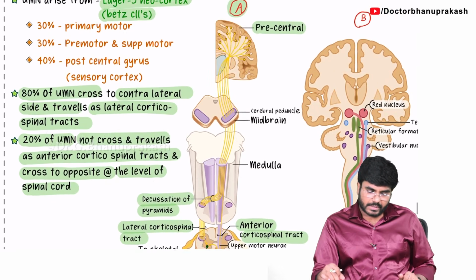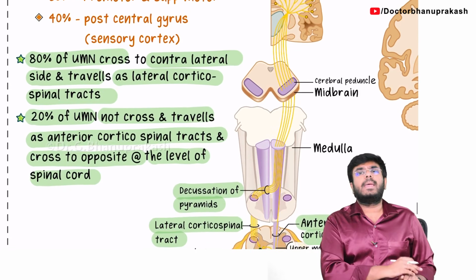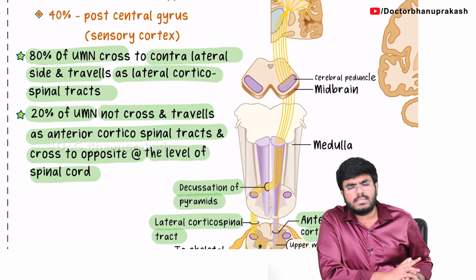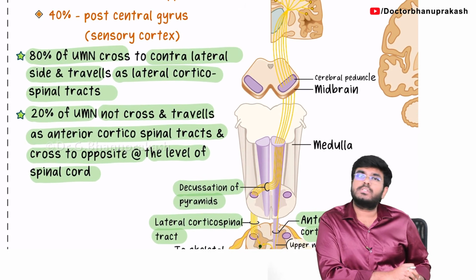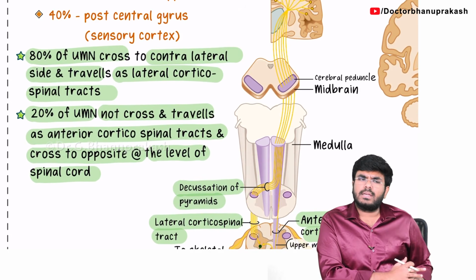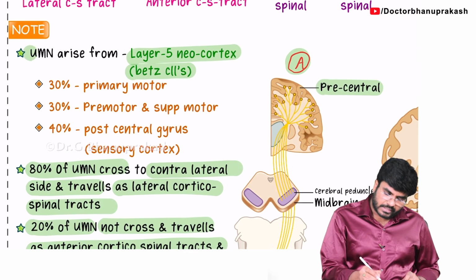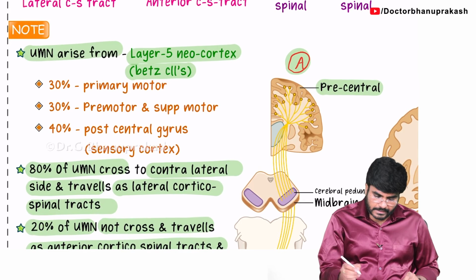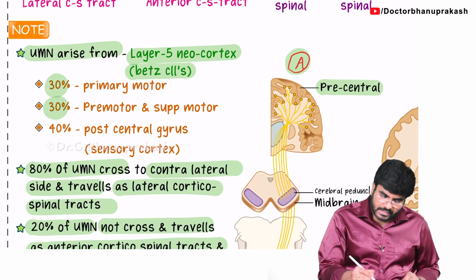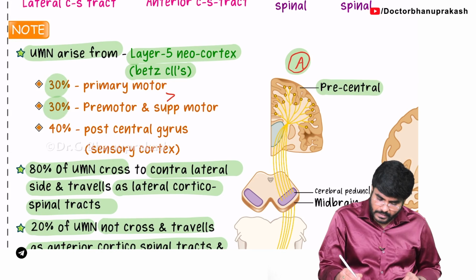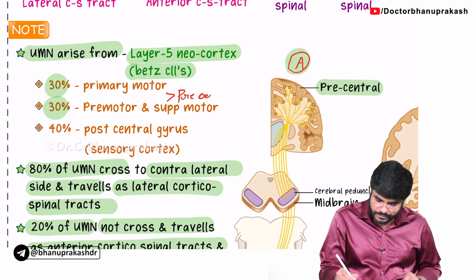Next, one more statement I am asking you. You tell me, the upper motor neurons arising from the post-central gyrus, true or false? So immediately students will think, sir, upper motor neurons are coming from the pre-central gyrus but not the post-central gyrus. Guys, let me tell you. Take this heading: upper motor neurons arise from where? Sir, 60%, 30 plus 30, 60% they are arising from the pre-central gyrus.